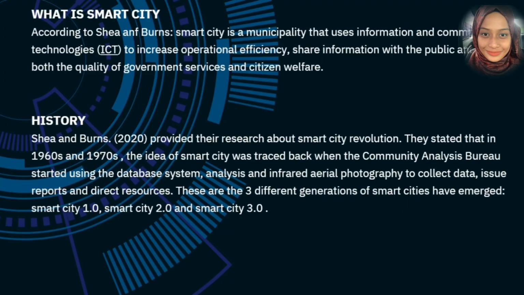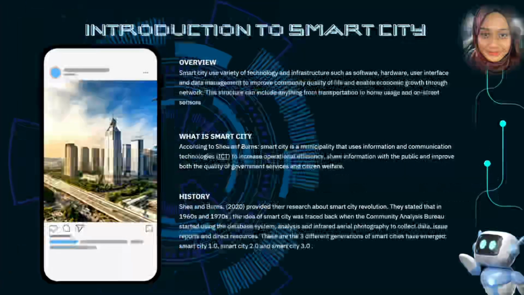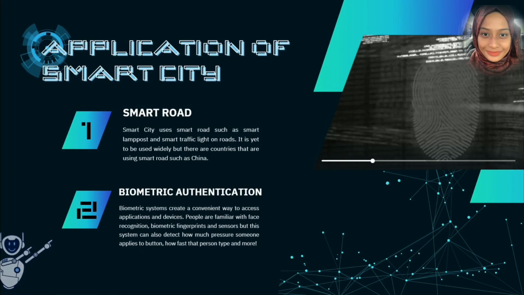For the history, Shea and Burns 2020 stated that in the 1960s and 1970s, the idea of smart city was traced back to when the Community Analysis Bureau started using the database system, analysis and infrared area photography to collect data, issue reports, and direct resources. These are the applications of smart city that we found based on our research.